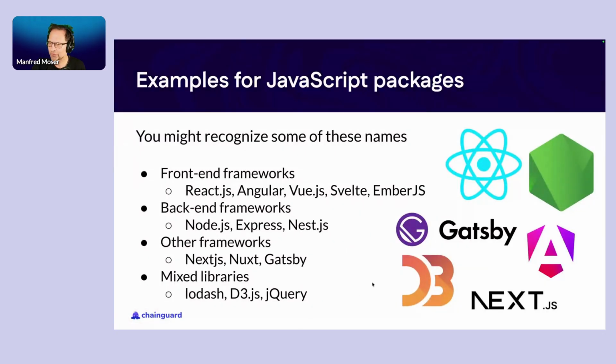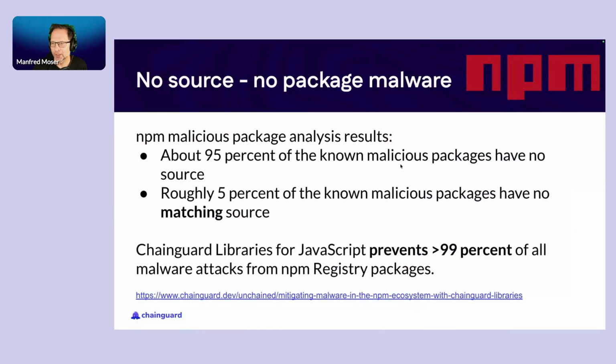And then there's lots and lots of mixed libraries, Lodash or D3.js, for example, for visualizations, very powerful, or jQuery, which is a core library for DOM manipulation in a web browser. Very old, but still around and kicking to some degree. So lots and lots of those libraries and packages are out there. These are all things that we serve in the npm or Chainguard Libraries for JavaScript.